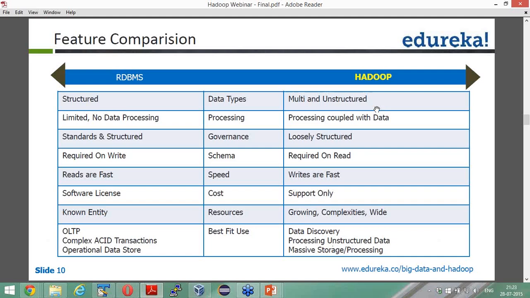Resources: RDBMS is a well-known resource for decades. We know about it. Hadoop is growing, but I should say now it's attaining the stability or maturity period. Best fit: RDBMS will be used for OLTP way of working, but Hadoop will be used for OLAP, online analytical processing.